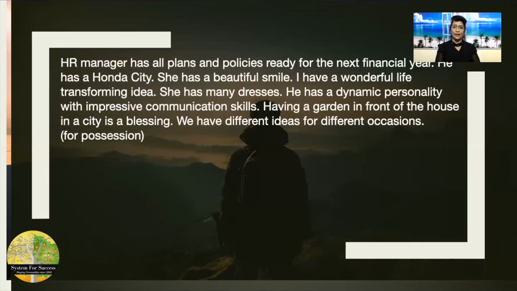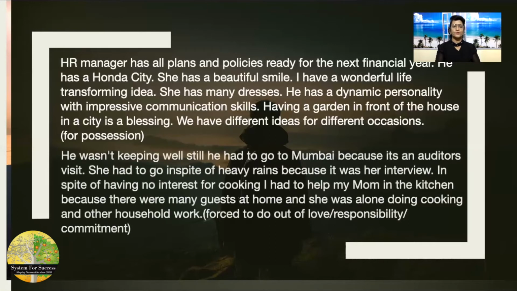Now once again you will have to give me an idea whether the sentences are right or wrong. Be attentive. He wasn't keeping well, still he had to go to Mumbai because it's an auditor's visit. Now in this sentence we have used had to but we have not used the third form of the verb. She had to go in spite of heavy rains because it was her interview. She had to go because she had her interview. In spite of having no interest for cooking, I had to help my mom in the kitchen because there were many guests at home and she was alone doing cooking and other household work.